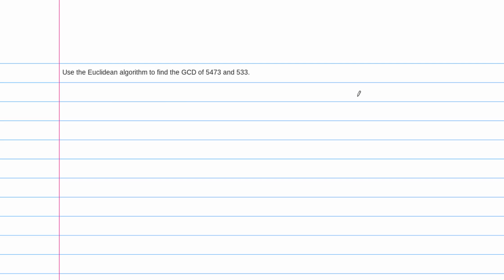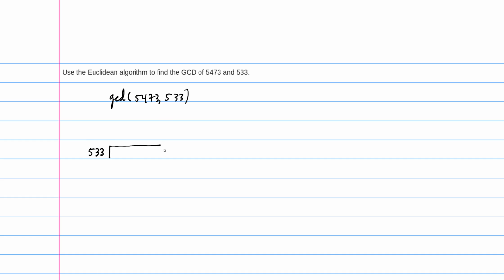In this example, we're asked to use the Euclidean algorithm to find the GCD of these two numbers. So our goal is to find, as I said, the GCD of 5473 with 533. And the Euclidean algorithm tells us to do this as follows. We're going to do successive divisions where we start with the smaller of the two.